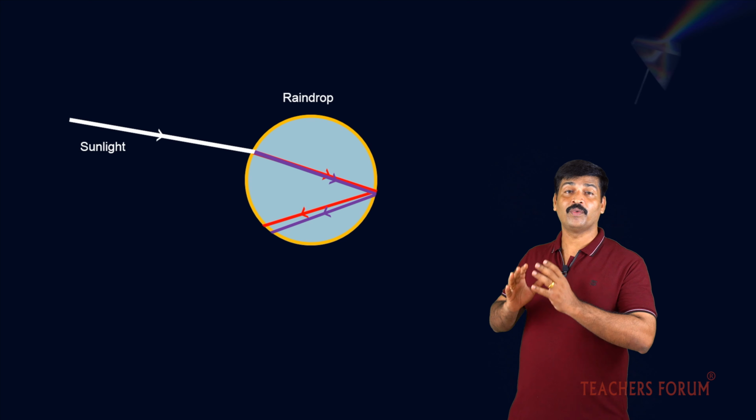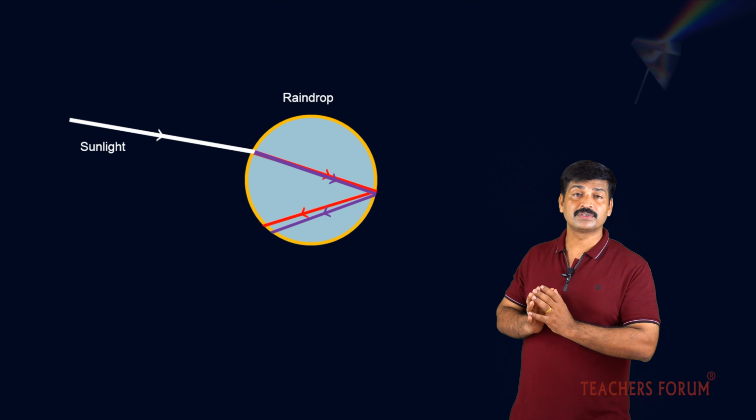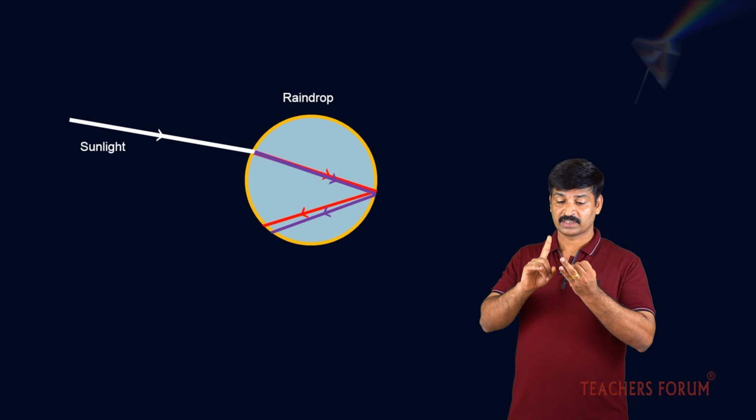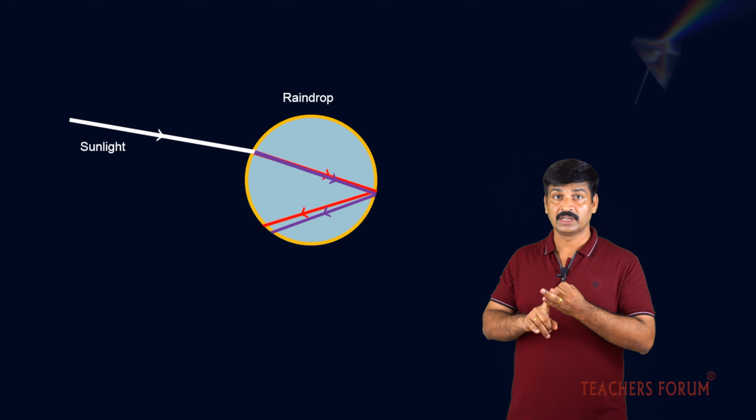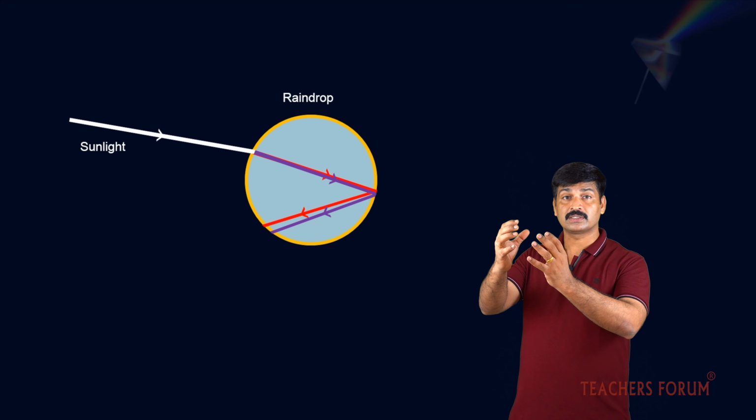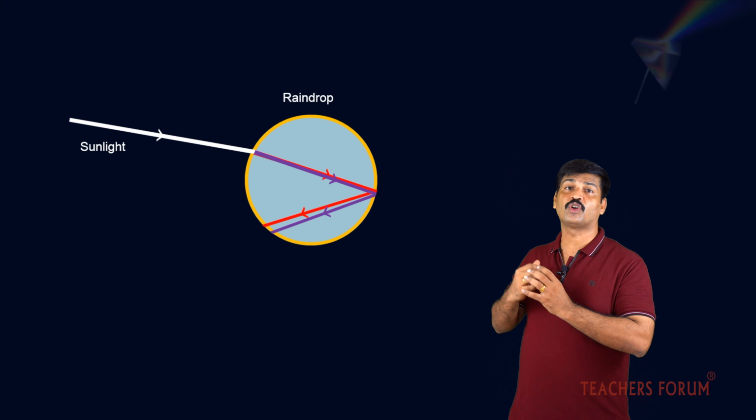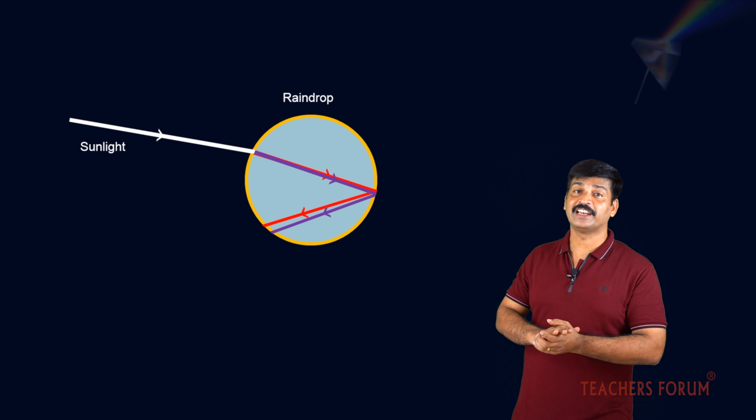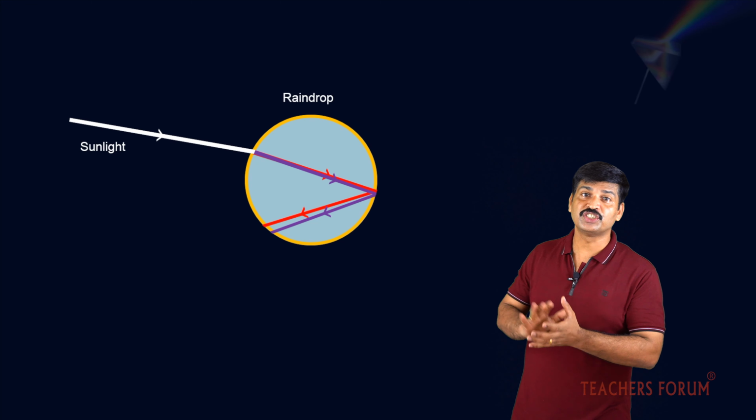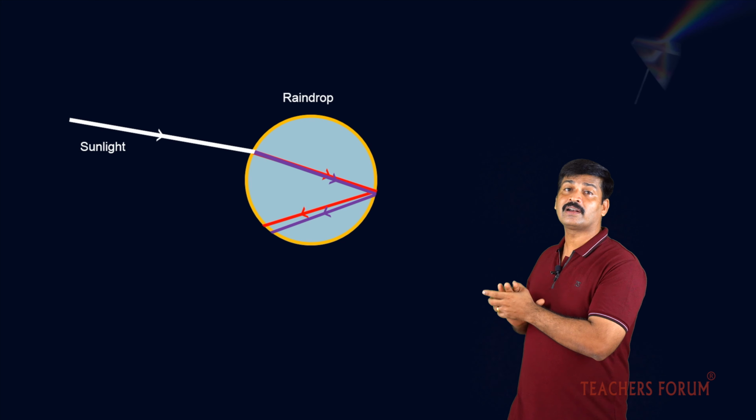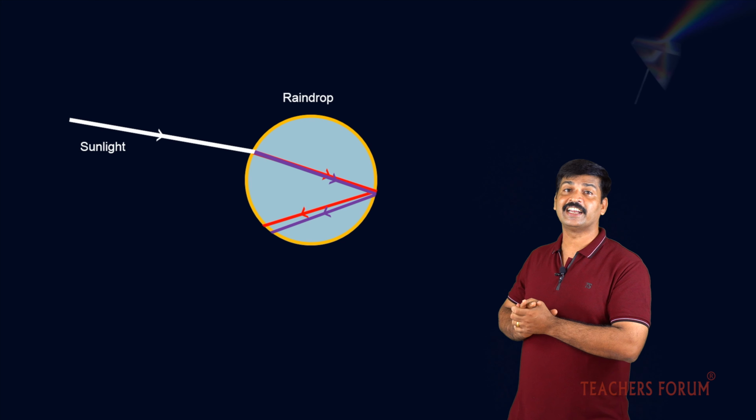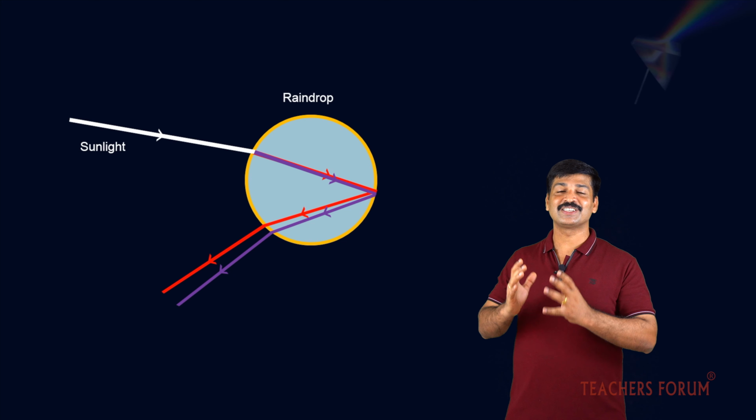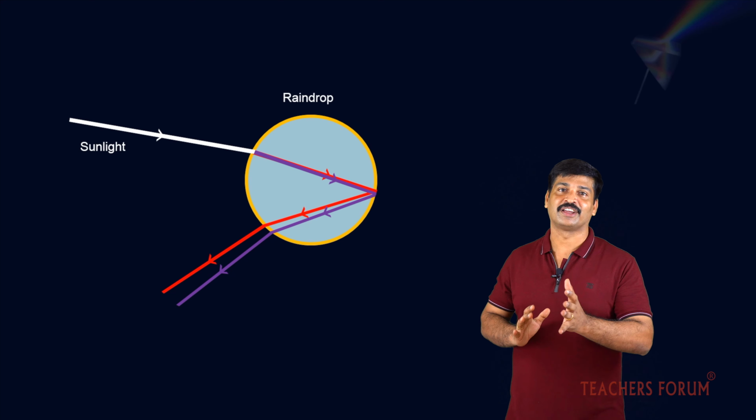Now let us discuss how a rainbow is formed. See, the incident ray, when it touches the surface of the water drop, gets refracted and dispersed. That is the first phenomenon. And this dispersed light, when it travels through the water drop, what happens at the other side? It gets reflected internally. And this reflected light, when it reaches the first side again, what happens? It gets refracted. So when this light reaches our eyes, we see a rainbow.